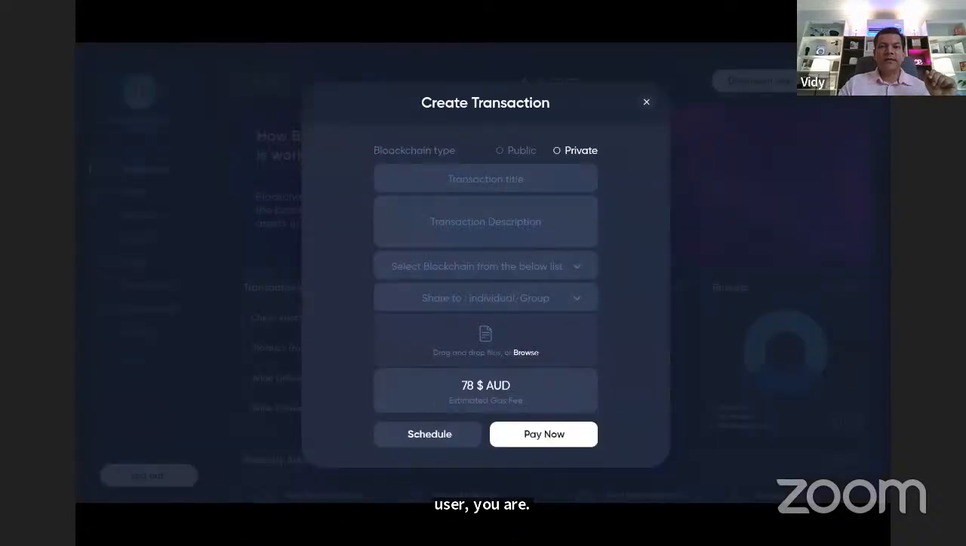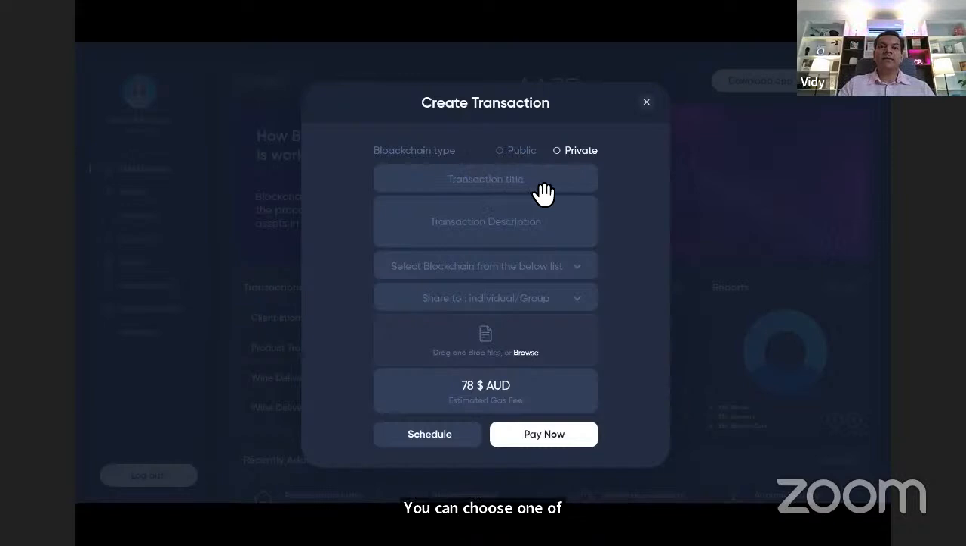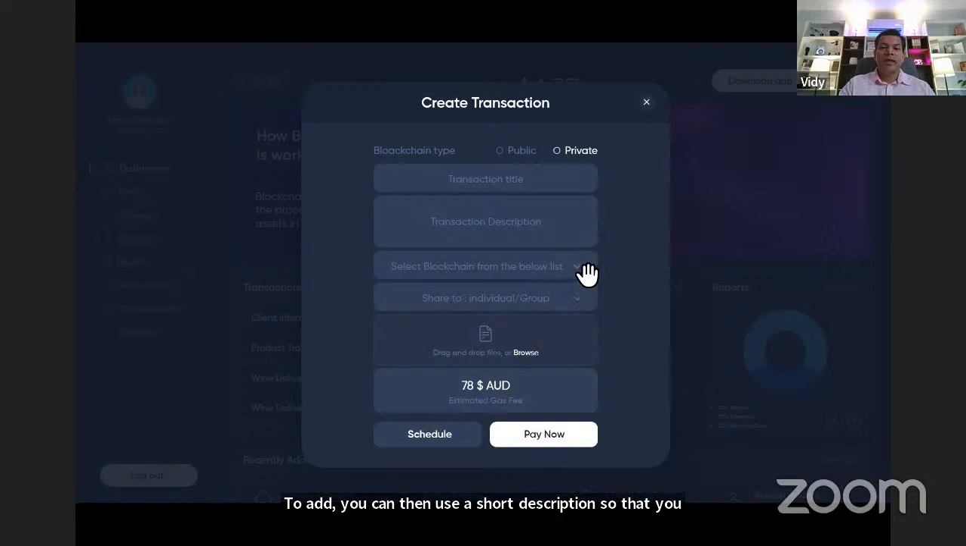Creating a transaction is very simple. Here you can see we have given 2 options: public chain or private chain. You can choose one of them. You can enter the transaction title, what transaction you want to add. You can then give a short description so that you remember what this transaction was about. Then there is an option to select a blockchain from this list. At the moment, there is only Polygon.